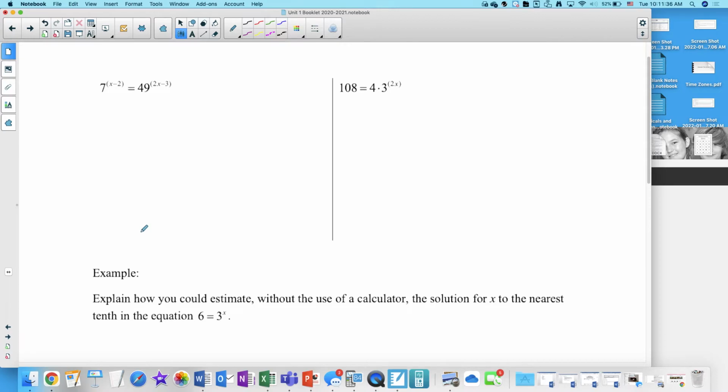So the first thing you want to do, number 1, is find a base that works for both sides, if possible. In this case, we can use 7, right? We don't need to do anything with the left side. That's already using base 7. But I'm going to replace the 49.